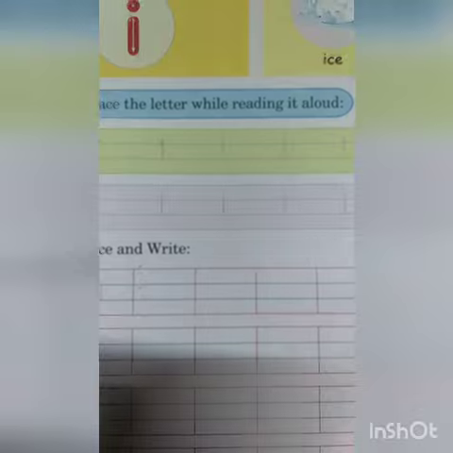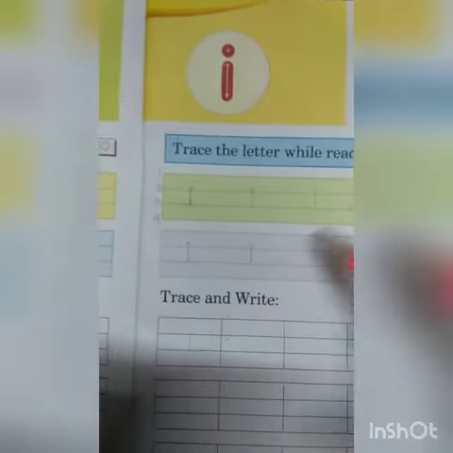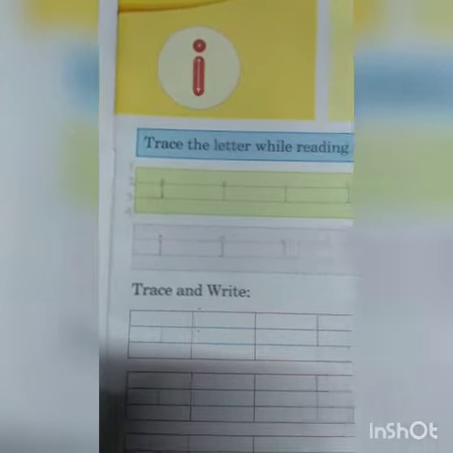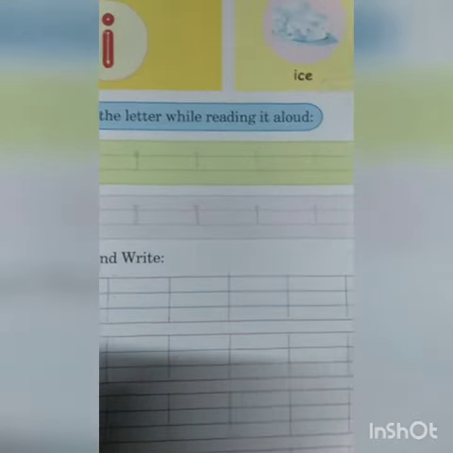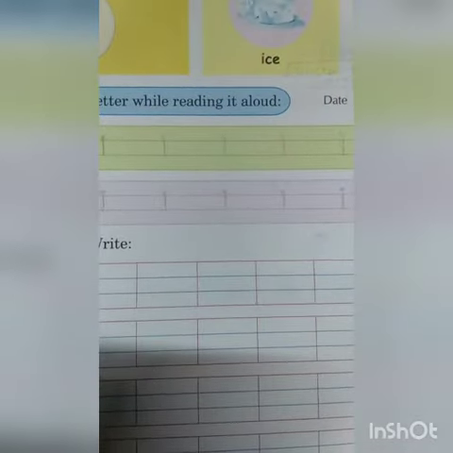This is small letter I. Small letter I, small letter I.